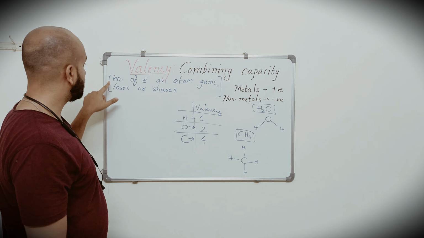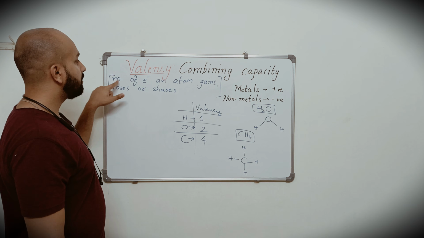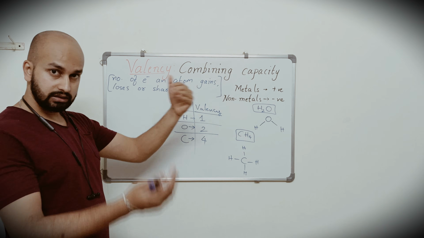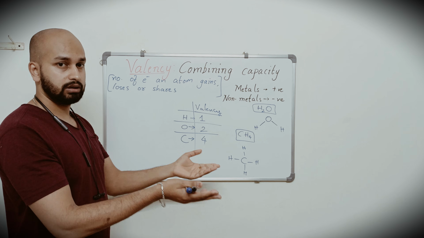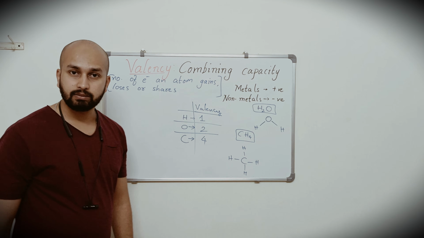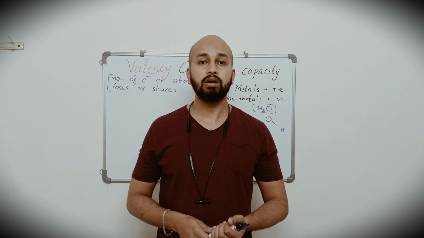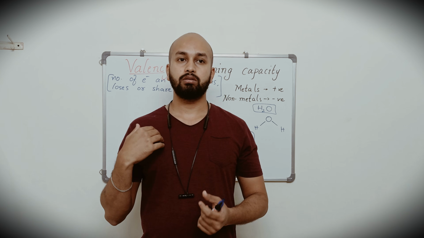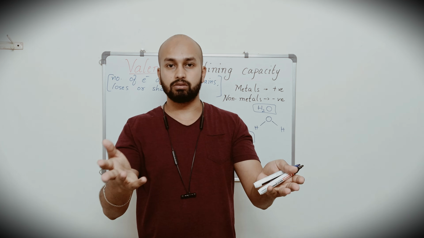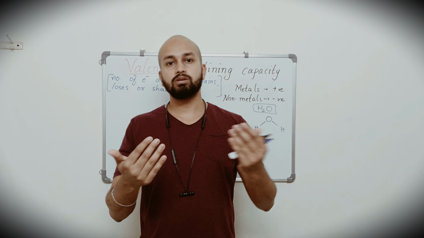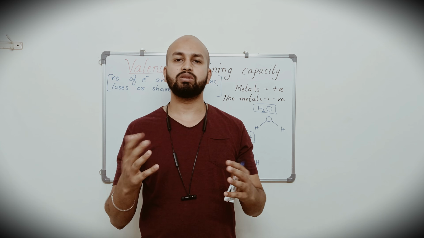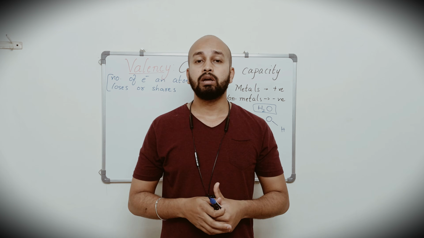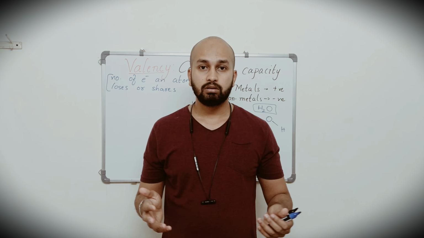If you can read it out, it says the number of electrons an atom gains, loses, or shares. An atom can either gain electrons, donate electrons to some other atom, or the electrons can be shared. How is that going to happen? That might be discussed in another video about chemical bonding.